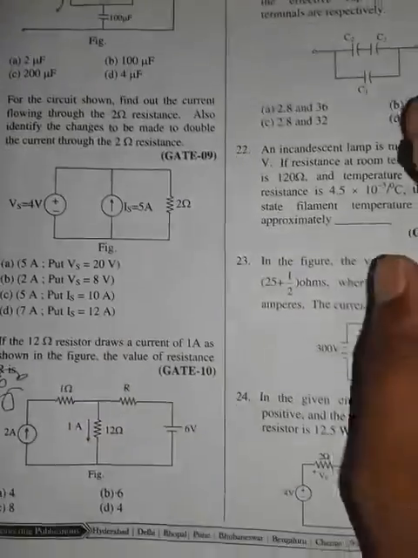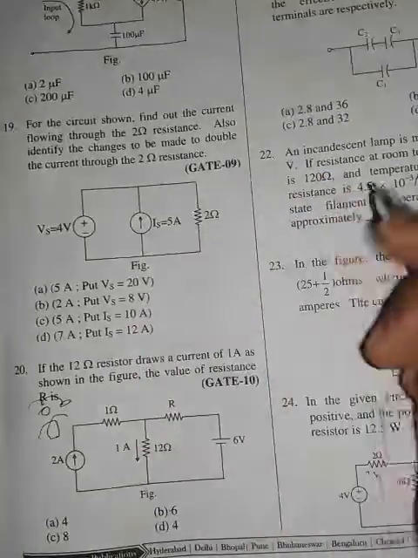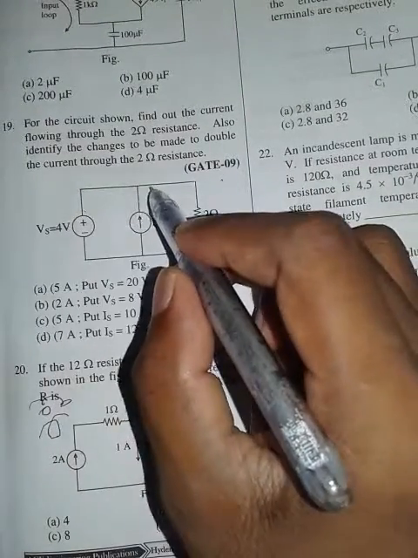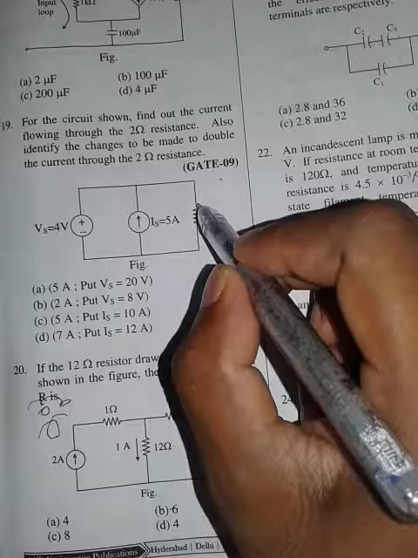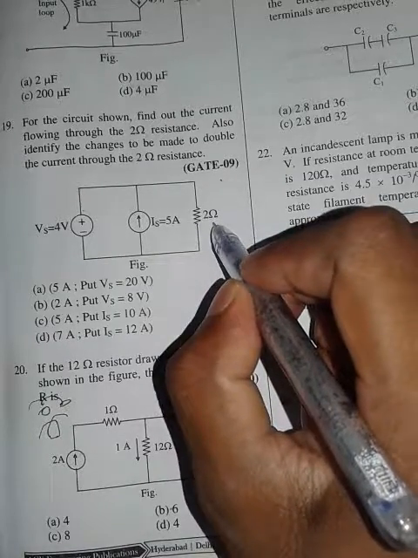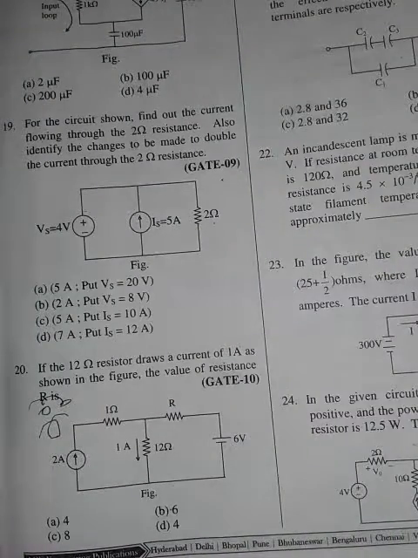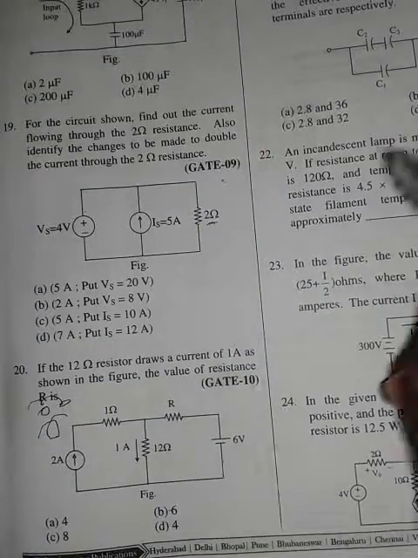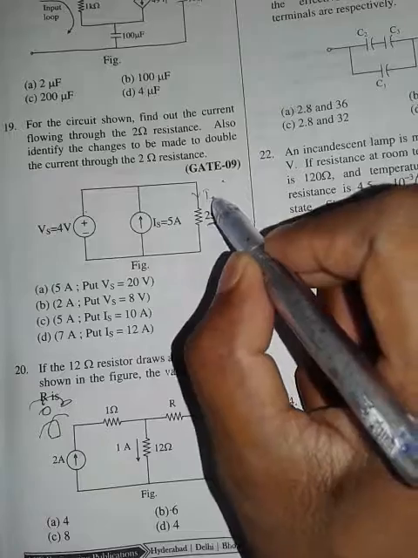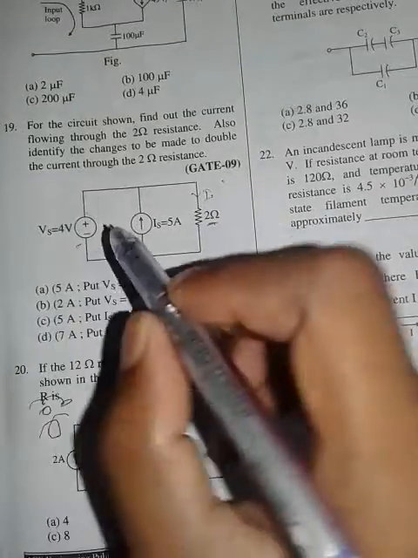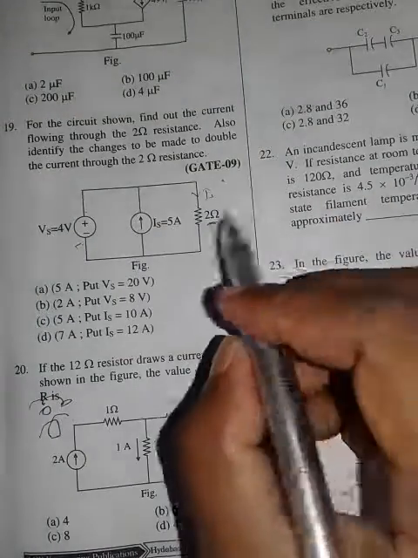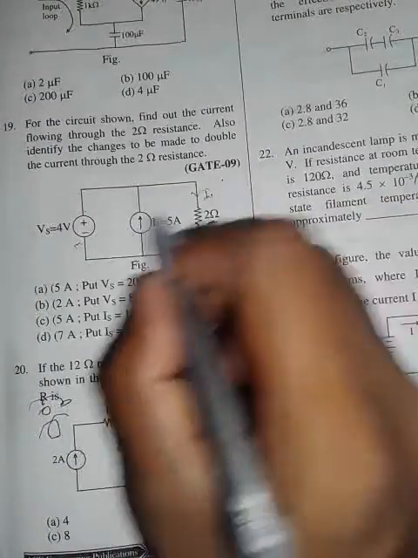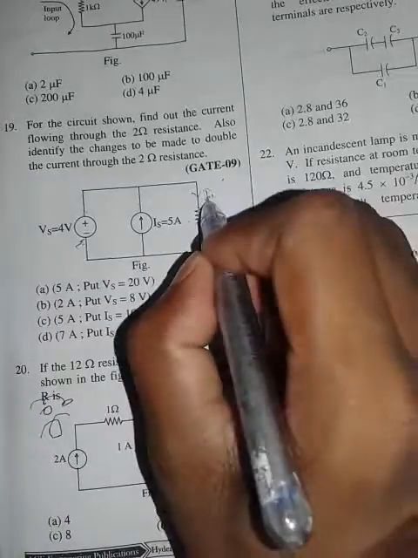Come to question number 40. This was asked in 2009. This is the voltage source. It is connected in parallel with a current source and then this is a 2 ohm resistance. They are asking what is the current flowing in this 2 ohm, and when its current becomes double, what is this voltage source? They are telling us these three are connected in parallel. Find the current I1, and find the voltage source when this current is doubled.